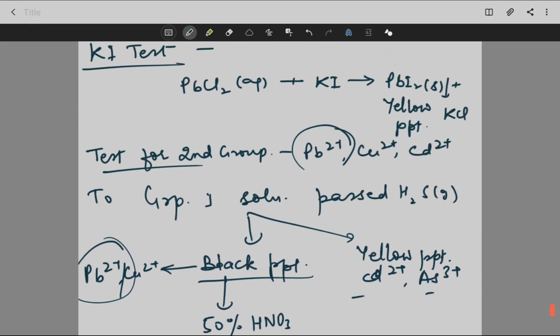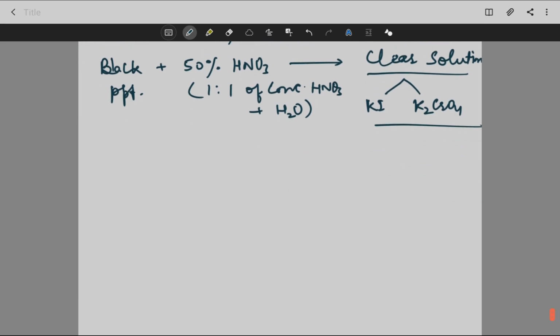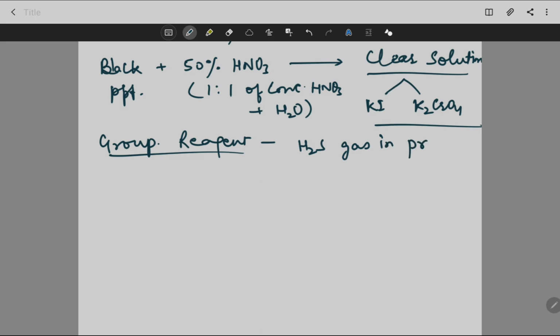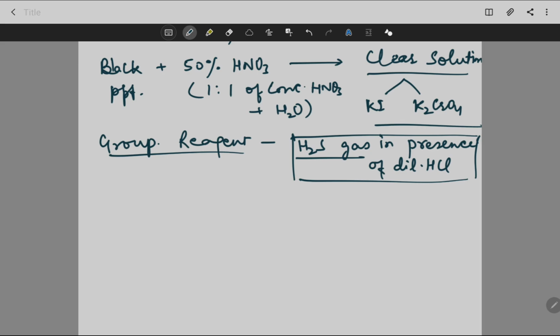So here we should understand what the group reagent is. What is the group reagent for group 2? In presence of HCl we passed H2S gas. So the group reagent for group 2 is H2S gas in presence of dilute HCl, not only H2S gas. H2S gas in presence of dilute HCl is the group reagent.